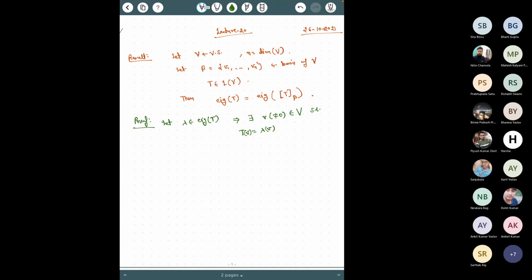But then what is this? Can we say something from this so that we can talk about eigenvalues of the matrix of T? See, what is our aim here? Our aim is to show that lambda is also an eigenvalue of the matrix of T. So what can we do from here?